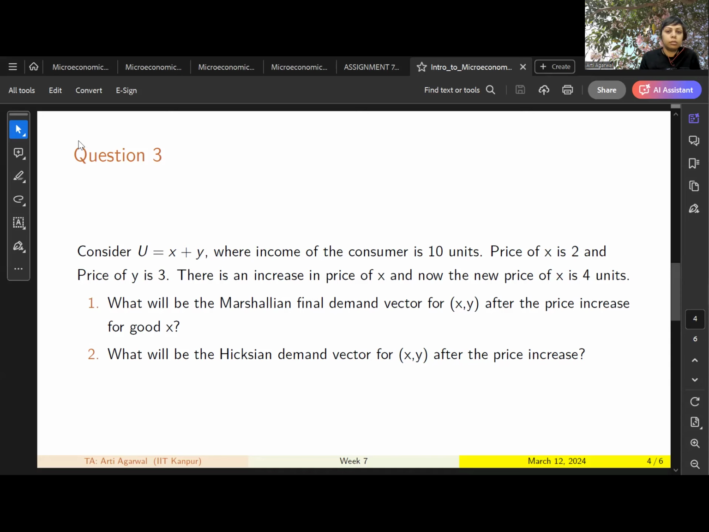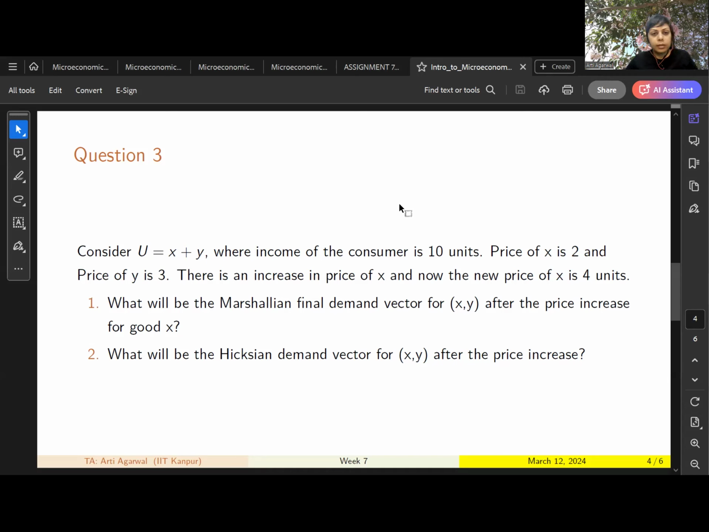And then I will discuss how we can derive the minimum expenditure function and how you can then solve for the Hicksian demand functions from there. Okay, so this is a question of perfect substitutes where U is equal to X plus Y. There are no coefficients, and we are given that the initial income of the consumer is 10 units, price of X is 2, and price of Y is 3.